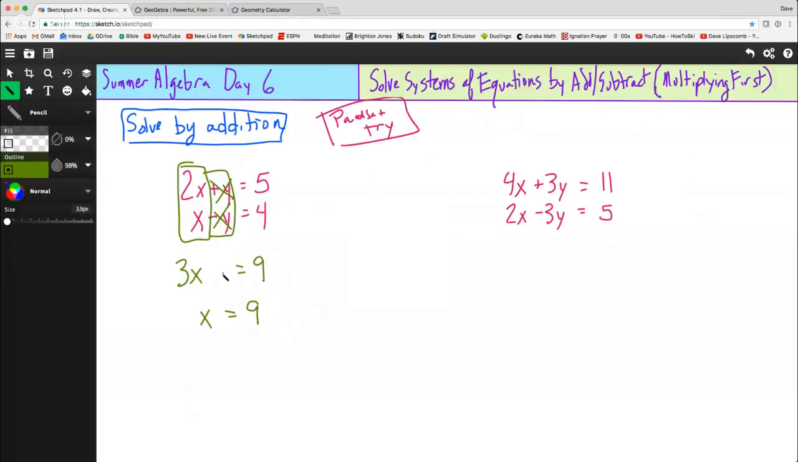Now, let me use my second equation here. x minus y equals 4. And we'll say 9 minus y equals 4. So subtract 9, negative y equals minus 5. So y equals 5.